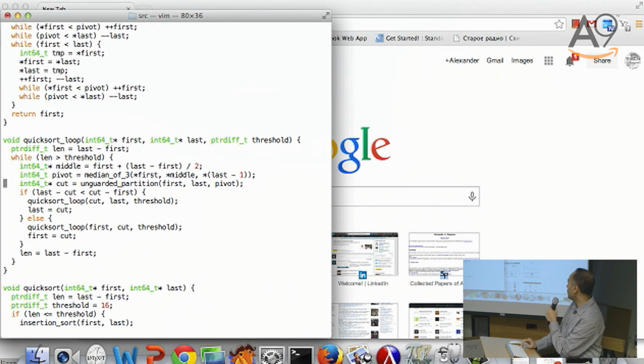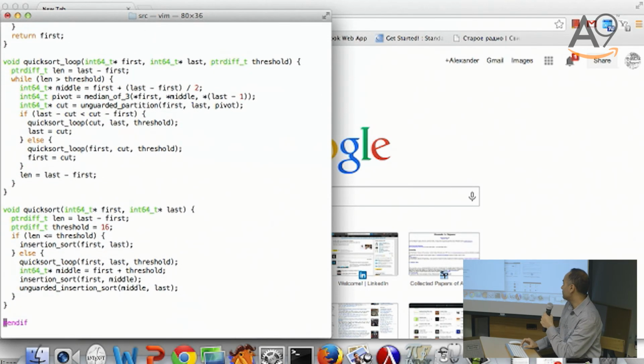So the way we've implemented it is we look at which of the partitions is smaller. For the smaller one, we make a recursive call to quicksort loop, and for the other one, we just iterate in the same context. And that's basically it. This is the top level thing that's called. By the way, does anybody know why we do that? Why do we choose the smaller one for the recursive call?